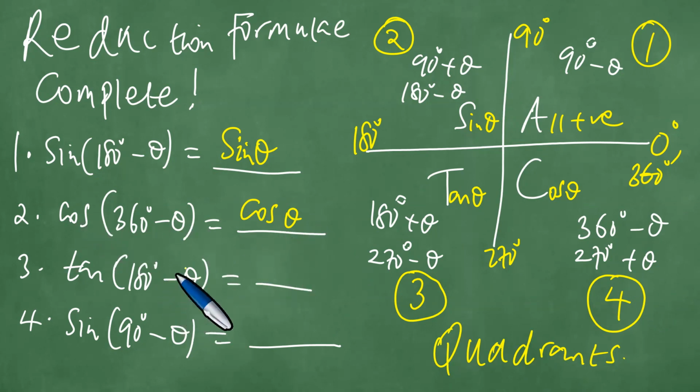Let's look at 180 minus theta. In which quadrant is that one? It is in the second quadrant. In the second quadrant, sine is the only one that is positive, and therefore the tangent that appears here is going to be negative. So you write negative like this, and you copy tan and theta, so you have negative tangent of theta.